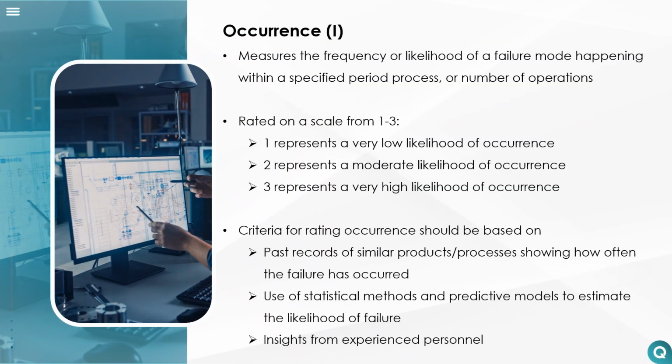The occurrence measures the frequency or likelihood of a failure mode happening within a specified period. It is also rated on a scale from 1 to 3. 1 represents a very low likelihood of occurrence, 2 represents a moderate likelihood of occurrence, and 3 represents a high likelihood of occurrence. The criteria for rating occurrences should be based on past records of similar products or processes showing how often the failure has occurred, the use of statistical methods and predictive methods to estimate the likelihood of the failure, and insights from experienced personnel.